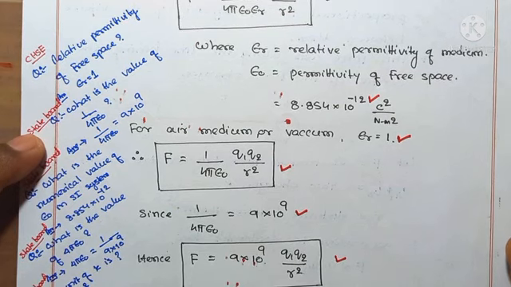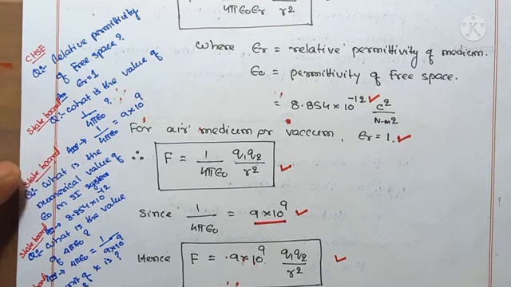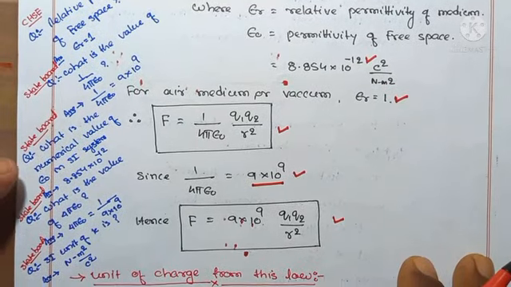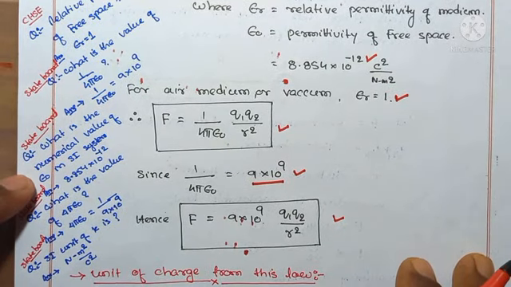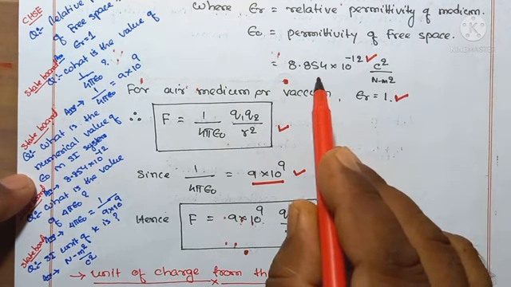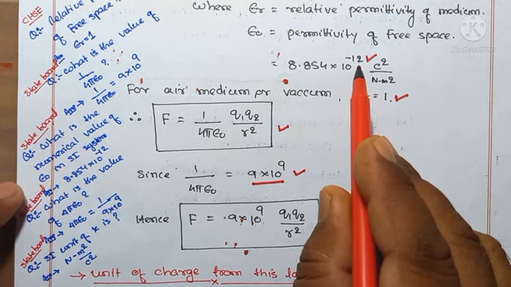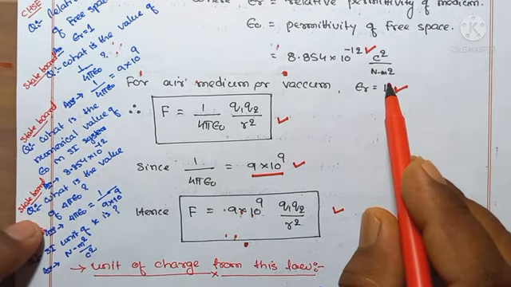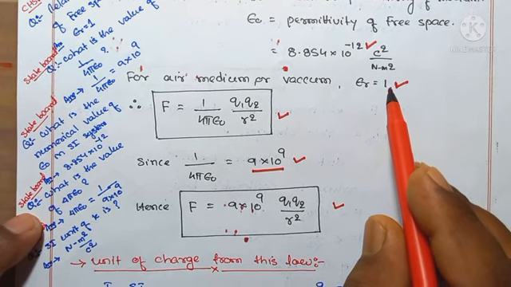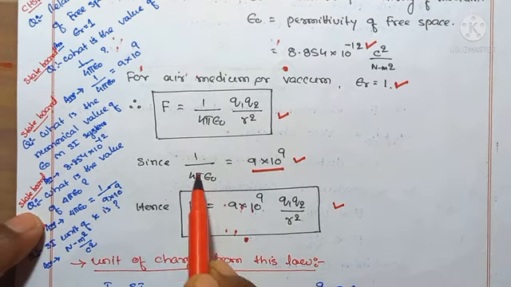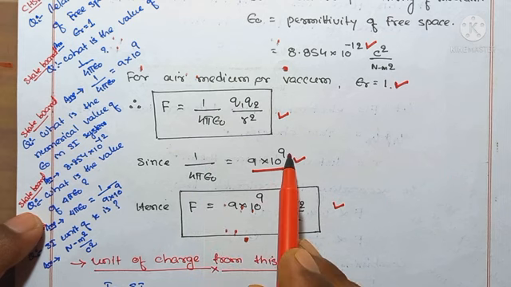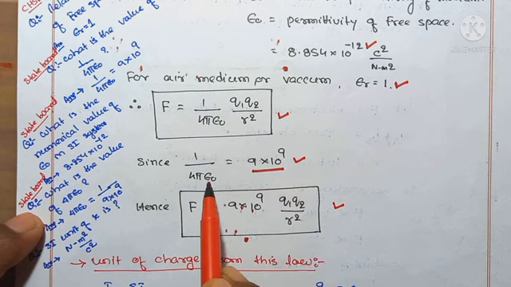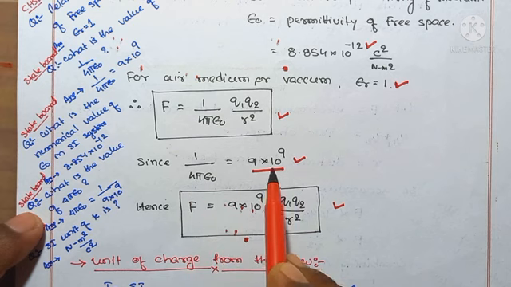So, what is the value of 1 by 4 pi epsilon 0? 1 by 4 pi epsilon 0 is equal to 9 into 10 to the power 9. ठीक है. What is the numerical value of epsilon 0 in SI system? That is 8.854 into 10 to the power minus 12. ठीक है. Sometimes it is asking what is the value of 4 pi epsilon 0? See here, 1 by 4 pi epsilon 0 is equal to 9 into 10 to the power 9. So 4 pi epsilon 0 कितना होगा? 1 by 9 into 10 to the power 9.